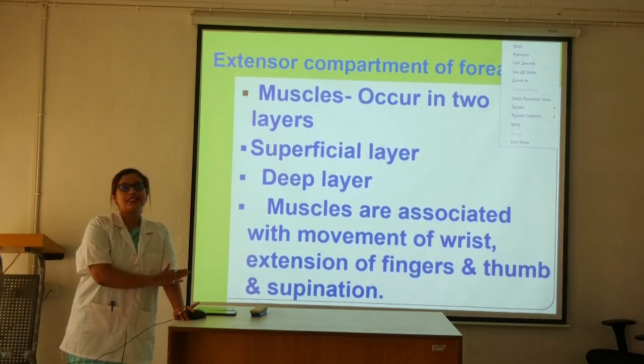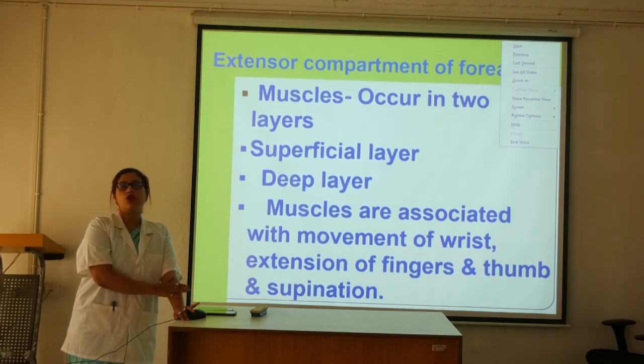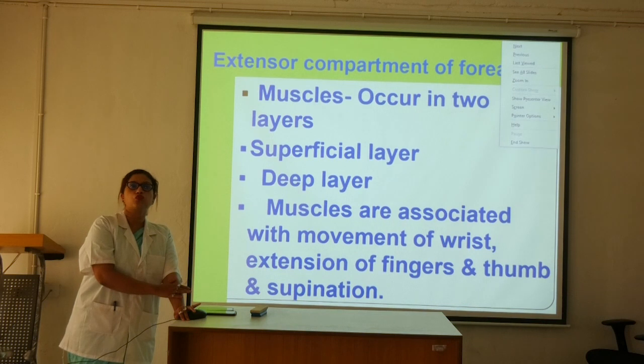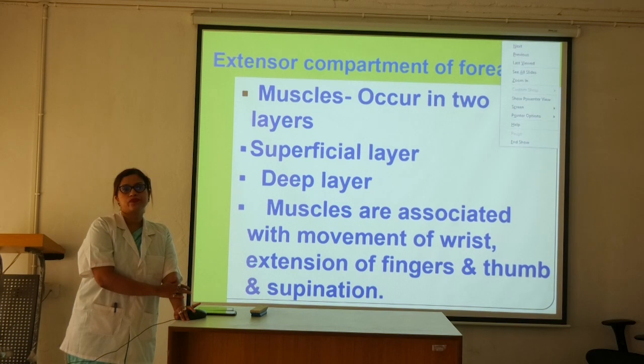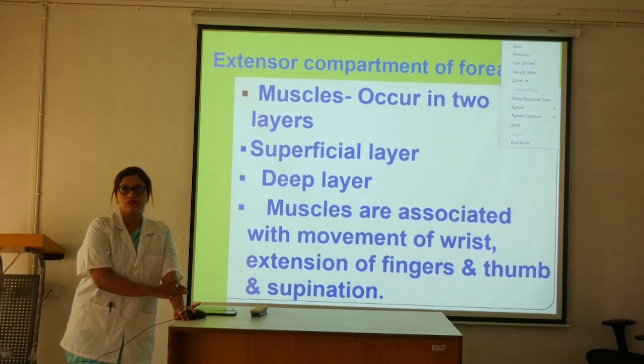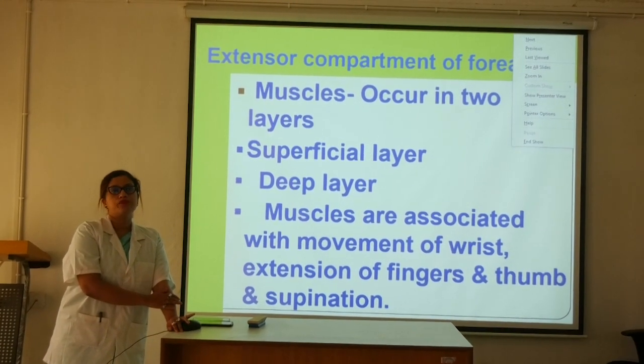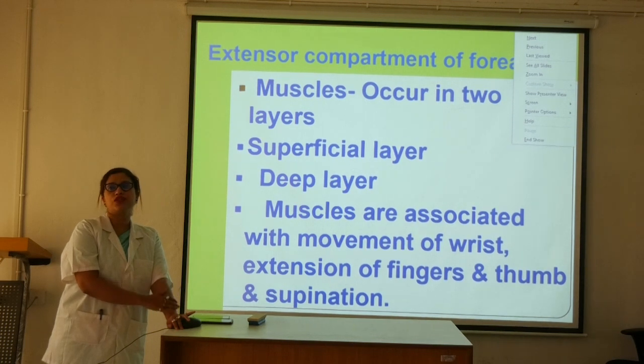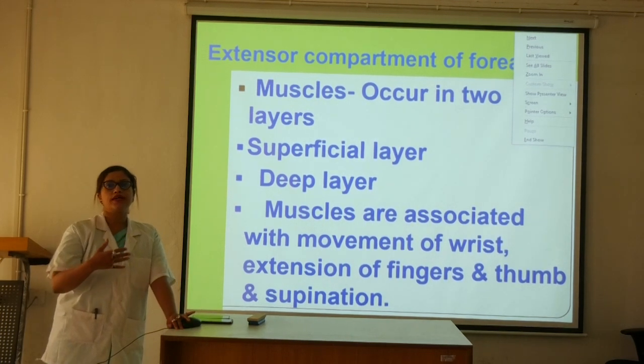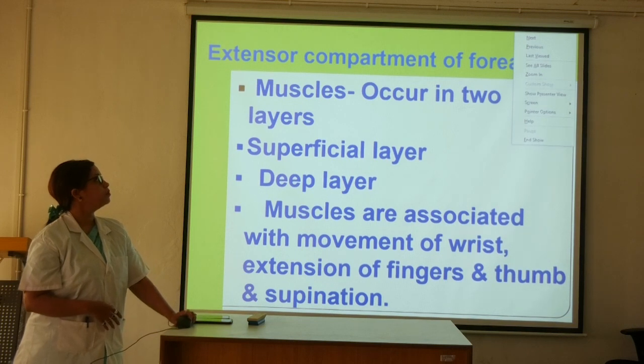Extensor carpi ulnaris, extensor digitorum, extensor digiti minimi, these are the muscles, okay. Along with that you will get the supinator, okay. Then in the deep group, which are the deep group muscles? Extensor pollicis, and one more. So these are the muscles present on the extensor compartment. Which are the other things? Artery থাকে বল?